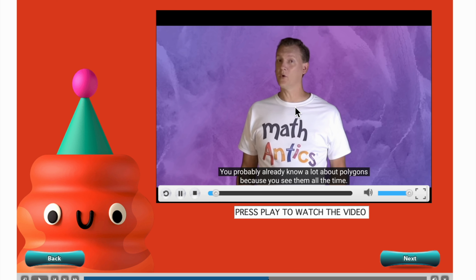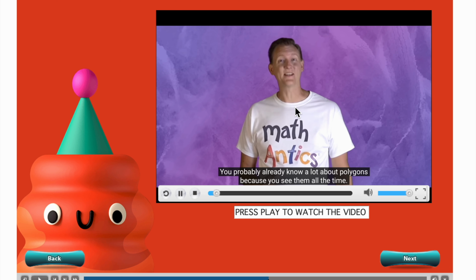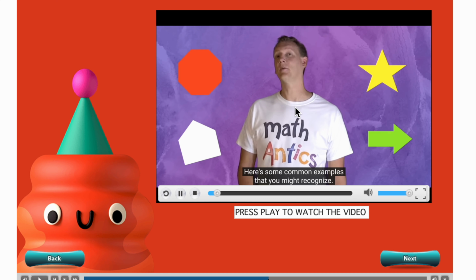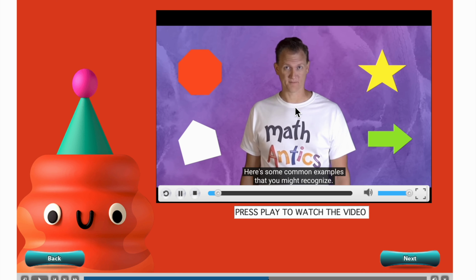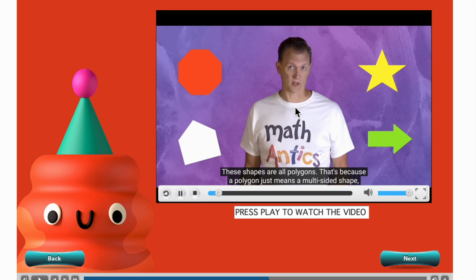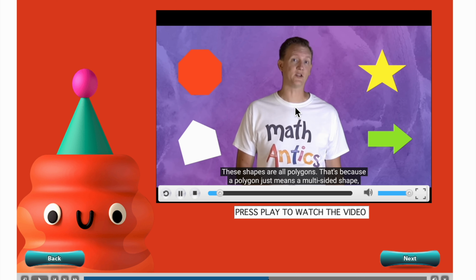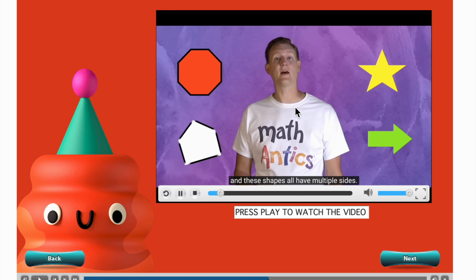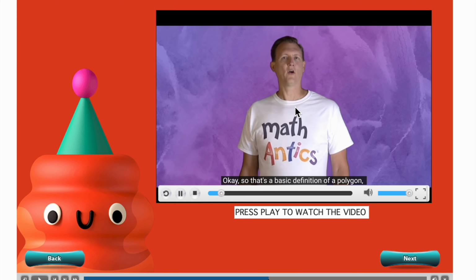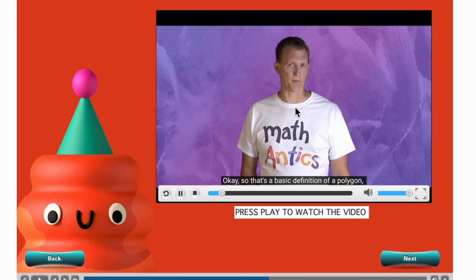You probably already know a lot about polygons because you see them all the time. Here are some common examples that you might recognize. These shapes are all polygons. That's because a polygon just means a multi-sided shape. And these shapes all have multiple sides. Okay, so that's a basic definition of a polygon.